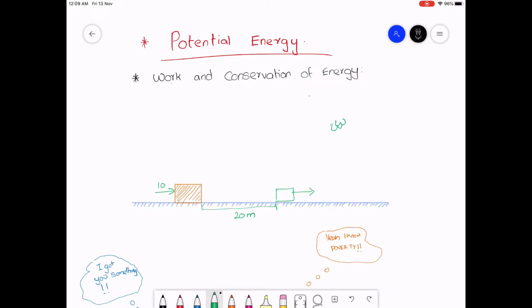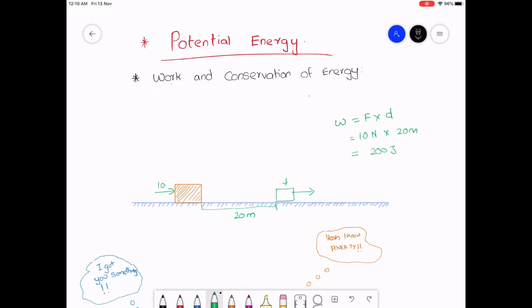So how much work did you do? Work equals force times distance traveled in the direction of force. So you use 10 Newton force and you traveled 20 meters in the direction of force. So you gave it 200 joules of energy. Okay. You did 200 joules of work on this object.